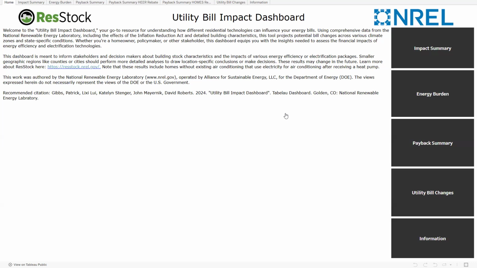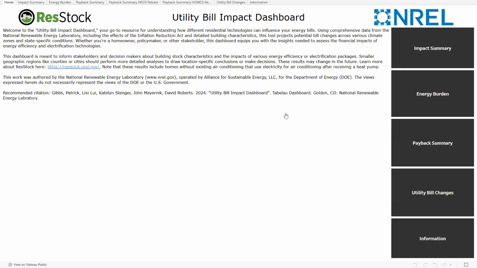This tool was created to help stakeholders understand how different residential technologies can influence energy bills. We have used data from the National Renewable Energy Lab, including the effects of the Inflation Reduction Act, as well as detailed building characteristics. This tool is able to project potential bill changes across various climate zones and state-specific conditions. Whether you're a homeowner, policymaker, or other stakeholder, this dashboard will equip you with the insights needed to assess the financial impacts of energy efficiency and electrification technologies.